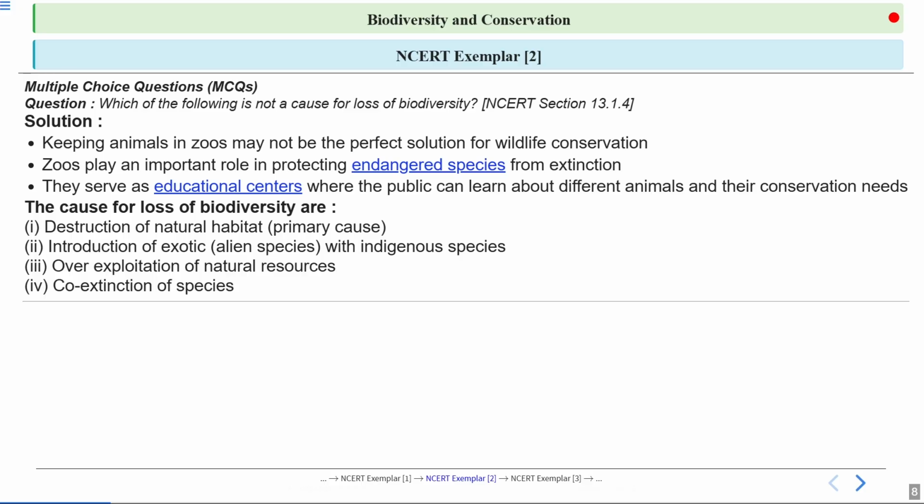Last one is the co-extinction of species. This refers to the extinction of one species due to the extinction of another species it depends on. For example, if a plant species disappears, the insects that rely solely on it for food may also become extinct.